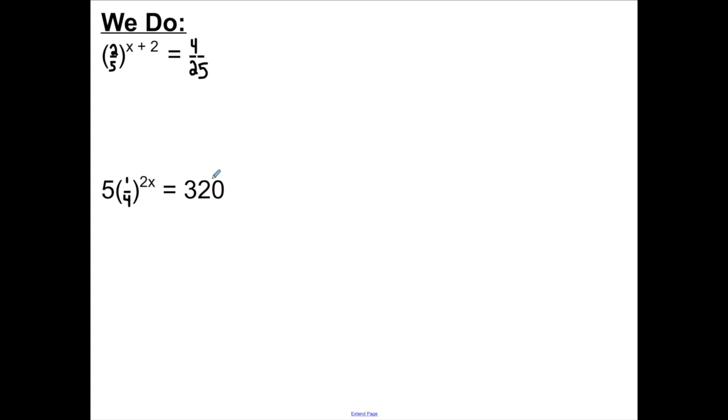So here, what would be my first step? I would start by trying to make what? Get the base alone. So is the base alone for the first one?